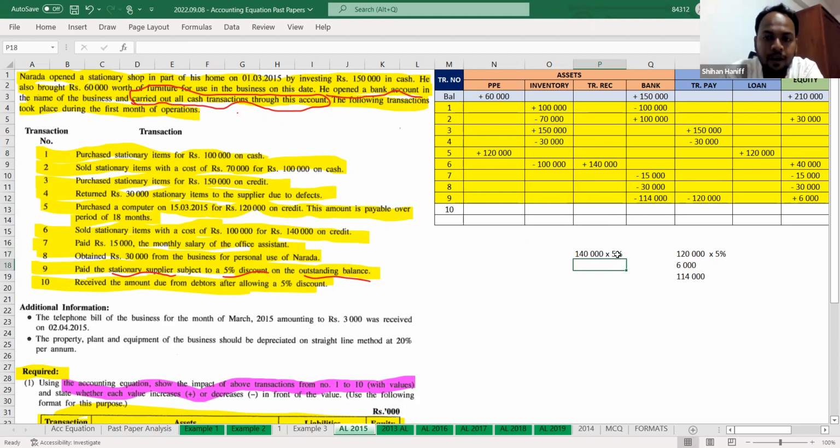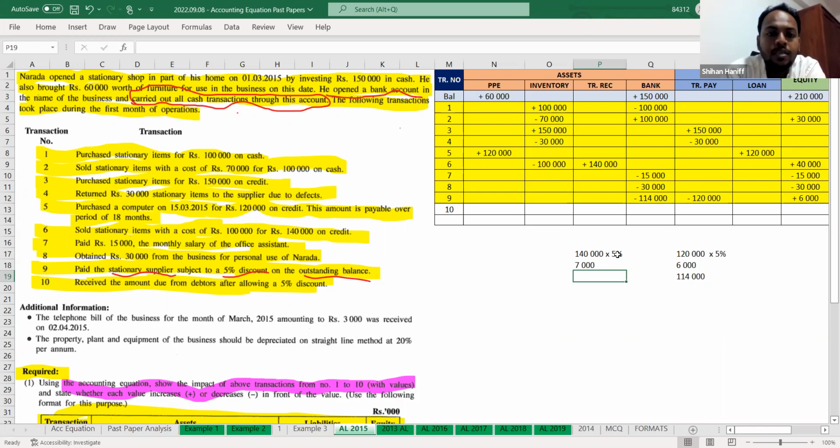5%. 10% is 14,000. 5% is half of that, 7,000. That's how you calculate 5%, 10%, 20%. Right? Get the 10% and half. 10% means remove 1 zero, and 5% means half of that. Right? 140,000. 5% is 7,000.